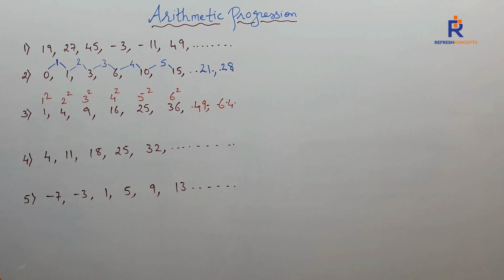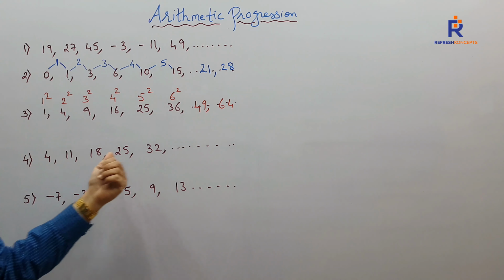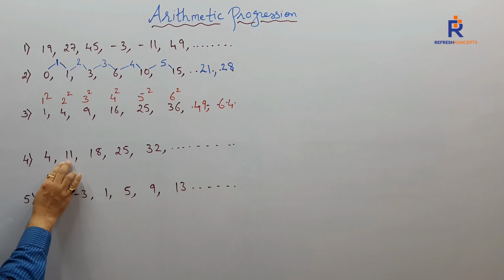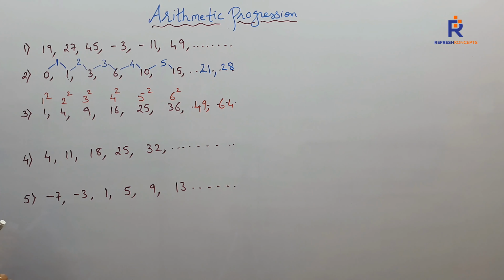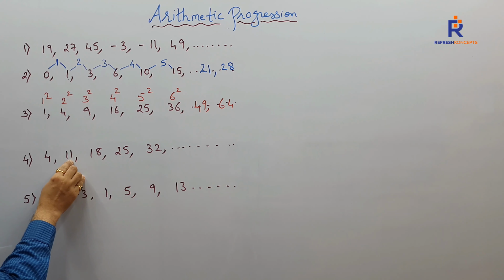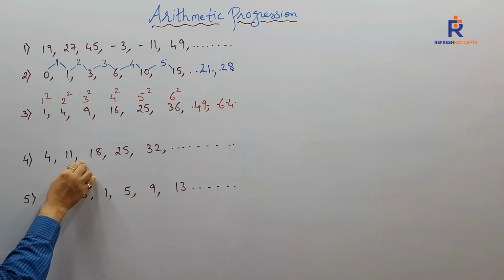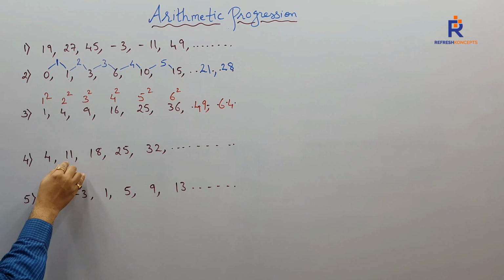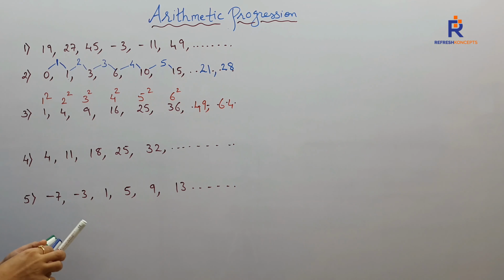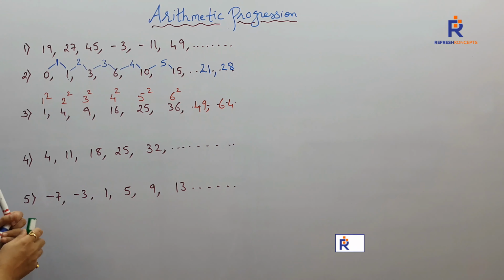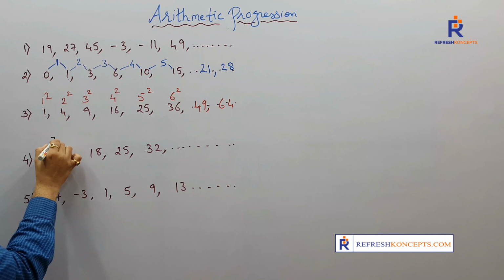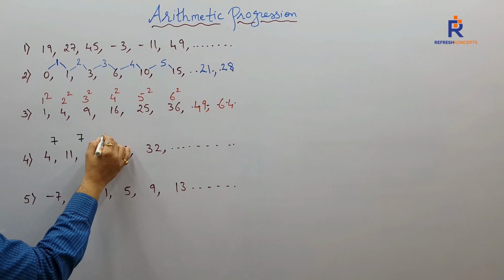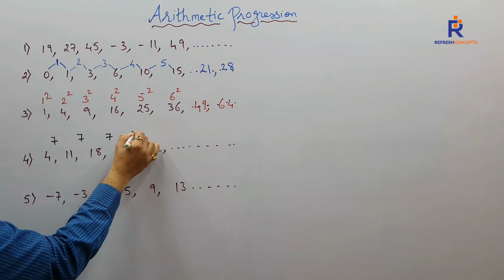Let's check. Here also you might think, no sir, the numbers look random. But try and understand the difference between the second term and the first term. This being the first, this being the second, this being the third, so on and so forth. The difference between the second and the first is 11 minus 4, which is 7. 18 minus 11, answer is 7. 25 minus 18, 7. 32 minus 25, 7.